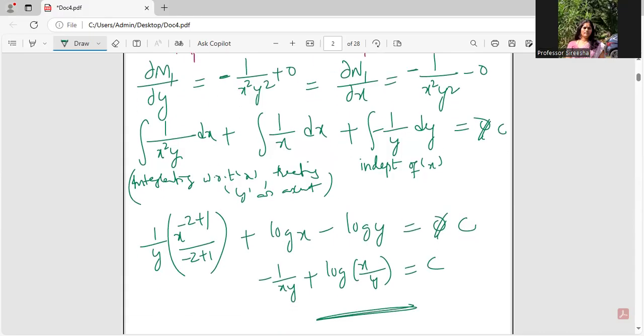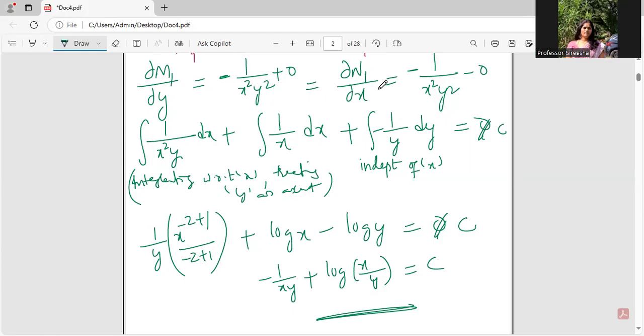This is how I will solve using the second integrating factor. I always suggest you to check after inserting the integrating factor, do check for exactness. That's what I'll suggest, but that's optional. It depends on examiner to examiner. If you're taking a proper integrating factor, then for sure the equation will become exact.